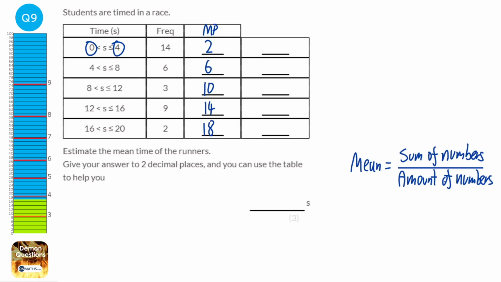Then we're going to do our FS column. Okay, and so we're assuming that 14 students got a time of 2 seconds. So when you times those together, you get 28. And we're just going to times all of these together.